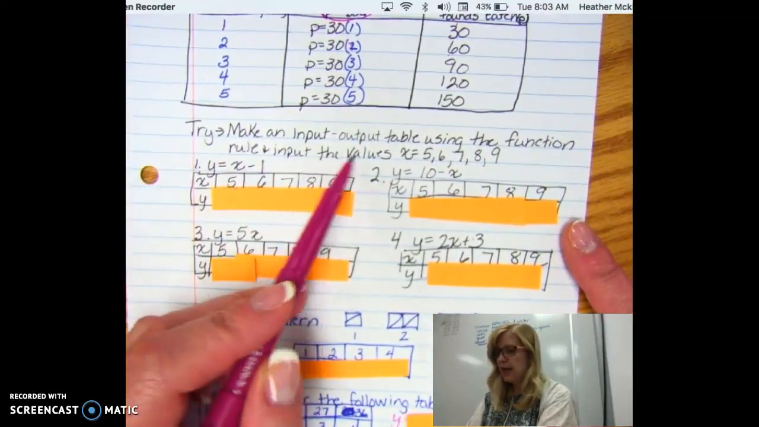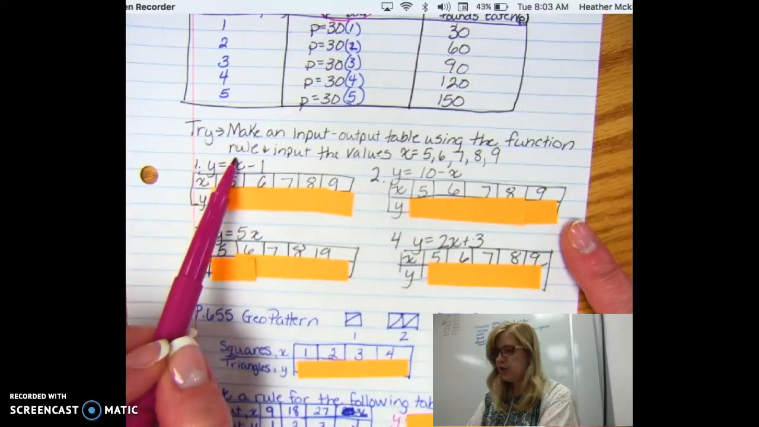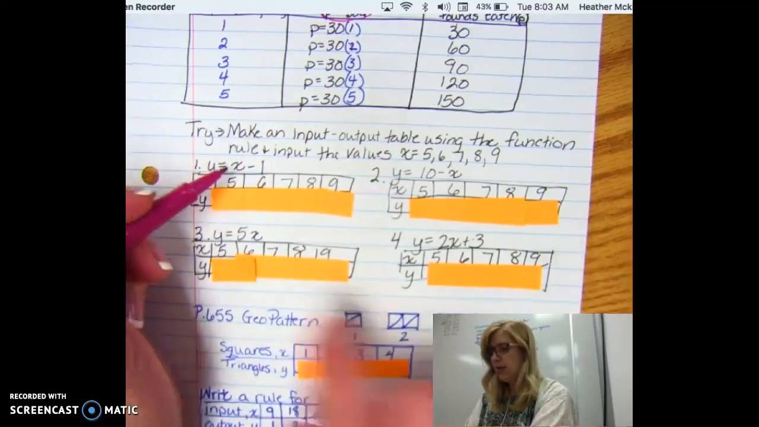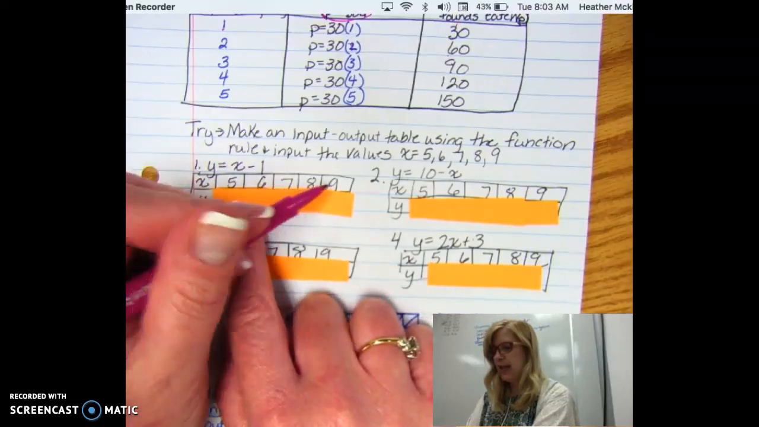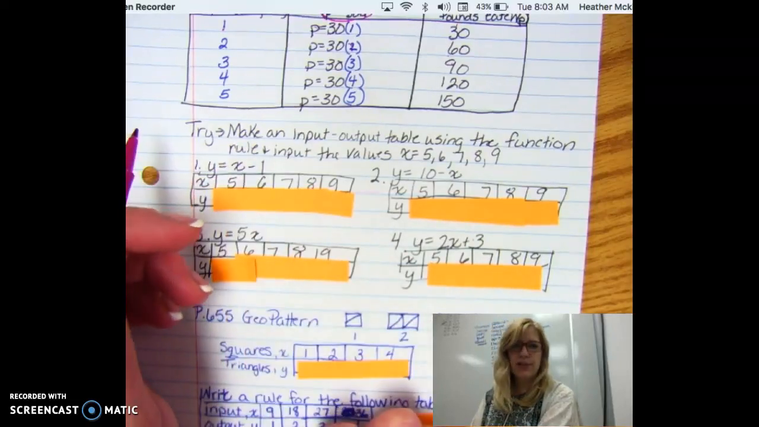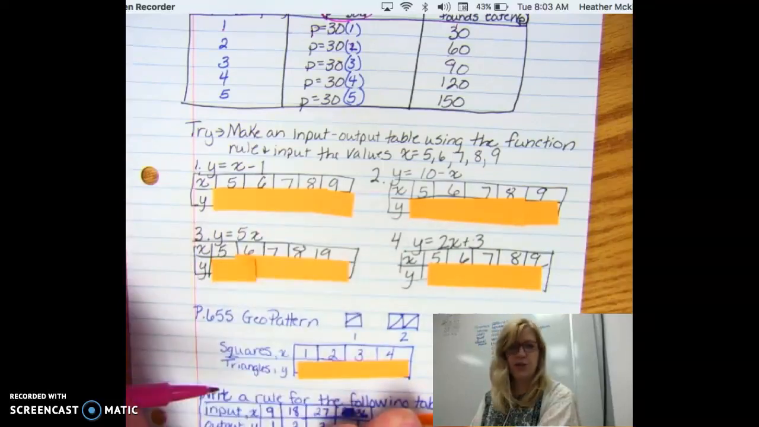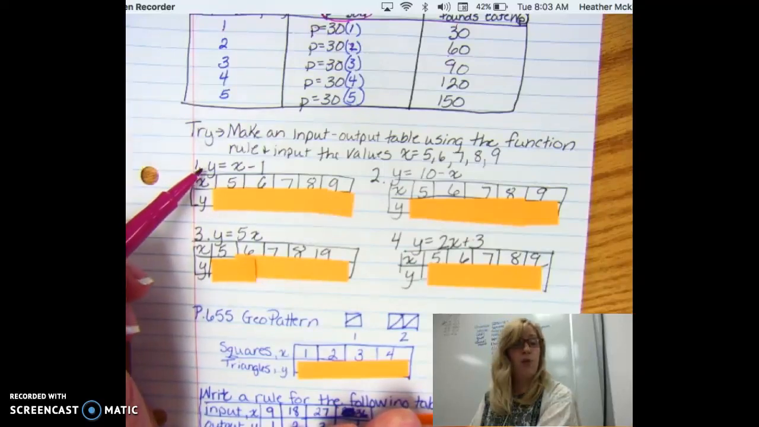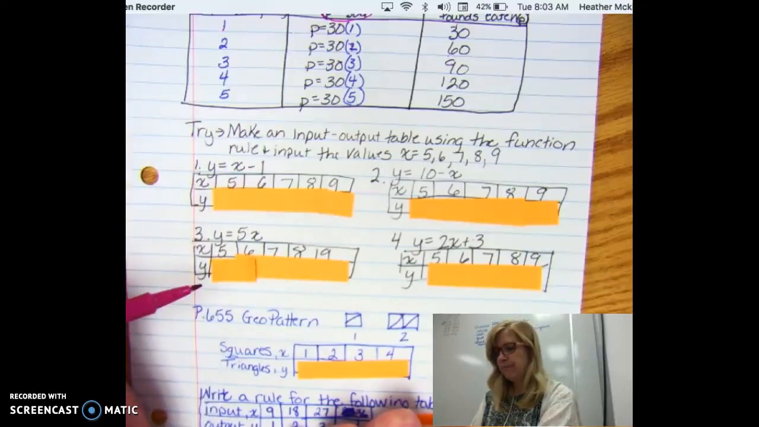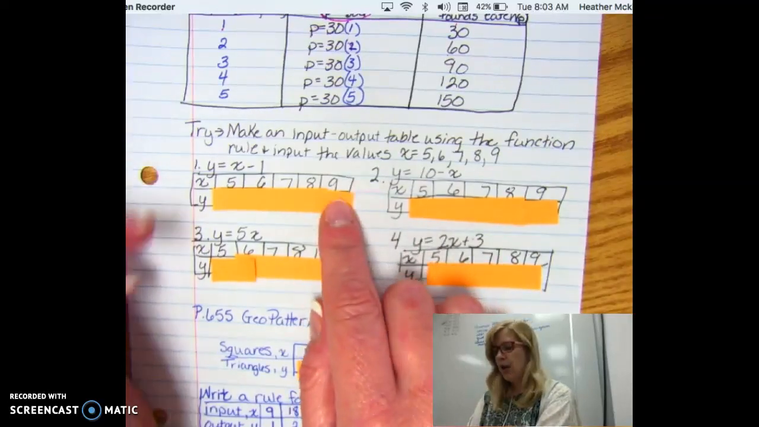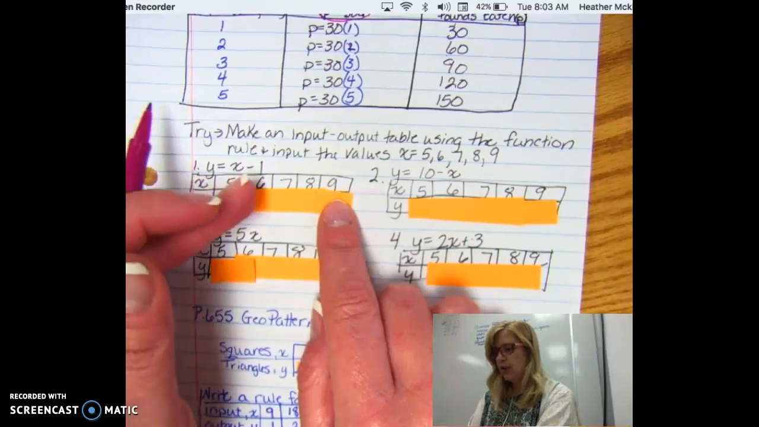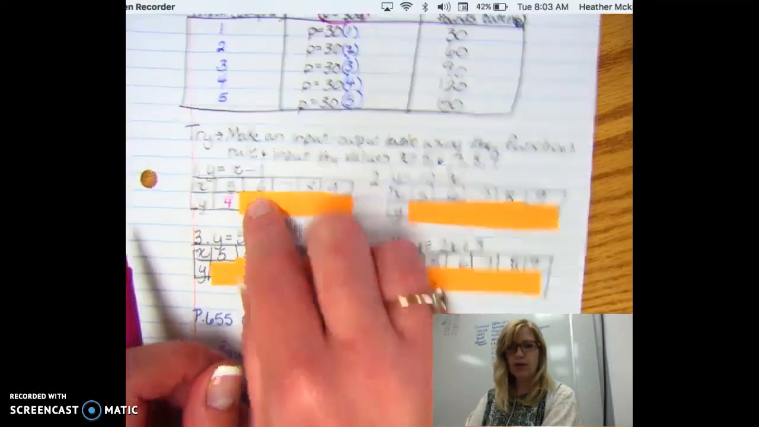So we're going to try to make an input-output table using the function and rule, and we're going to input the x term is going to be 5, 6, 7, 8, and 9. So I have 4 examples here. You can listen to the first 2, and then I'll just reveal number 3 and 4 when you've tried it. So the first rule, we have y equals x minus 1. And so what you do is you plug in the value of 5 for x. So clearly it is going to be 4.